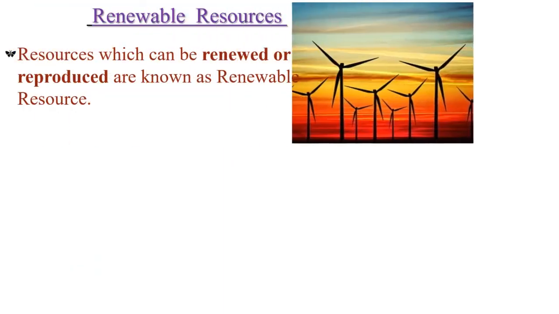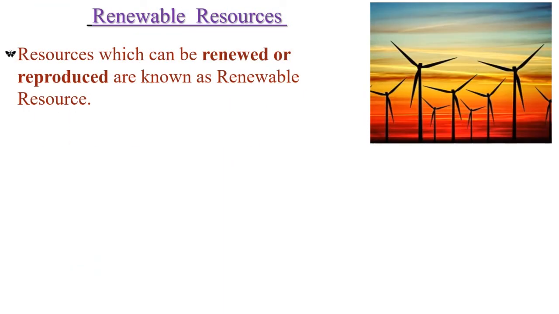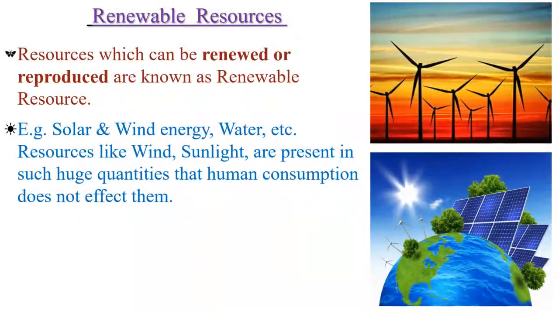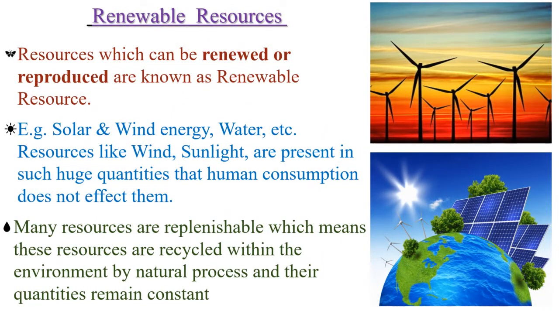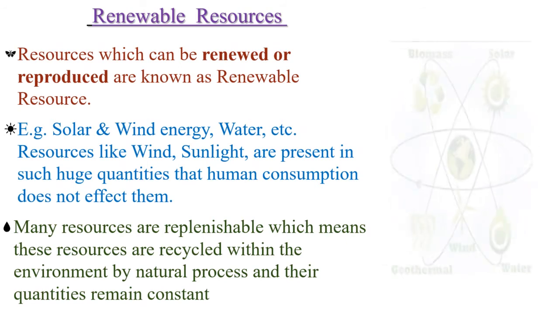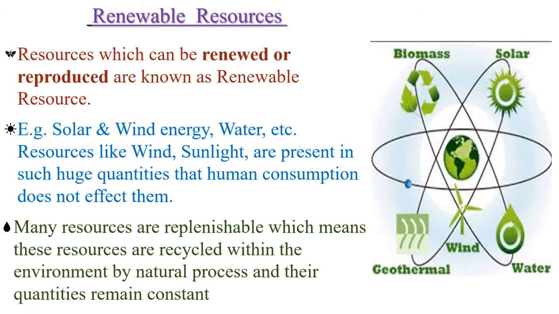Renewable resources. Renewable resources can be renewed or reproduced. For example, solar energy, wind energy, water, etc. Resources like wind and sunlight are present in such huge quantity that human consumption does not affect them. Many resources are replenishable, which means these resources are recycled within the environment by natural processes and their quantities remain constant.